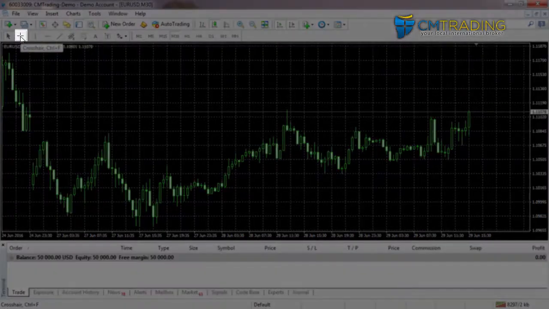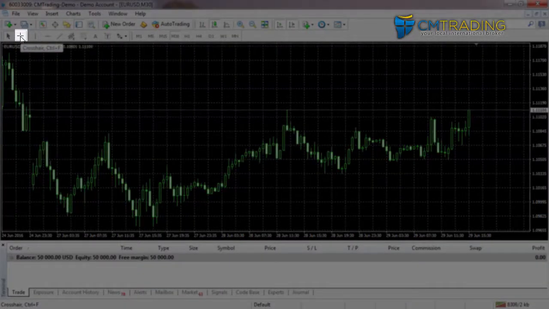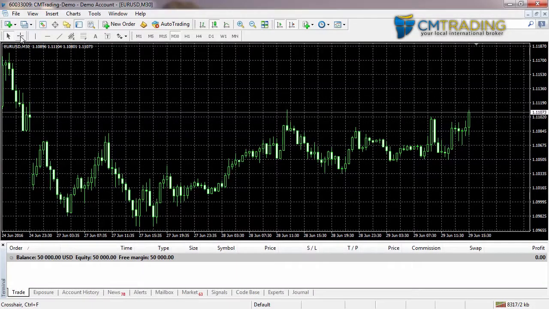The next one is your crosshair. This is a very, very important tool, and it's very, very useful. People who are trading on laptops, I highly recommend you go out and buy yourself a mouse. Any cheap mouse will do, because it allows you to use the crosshair very quickly.